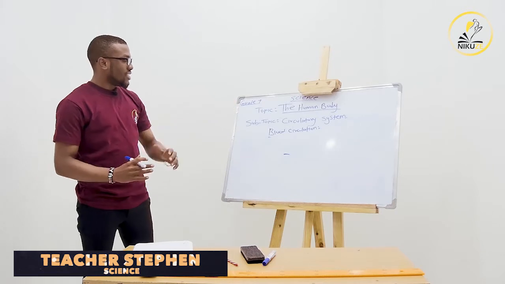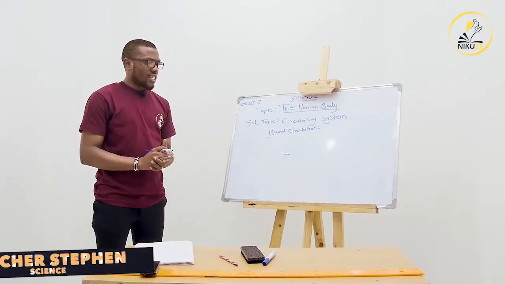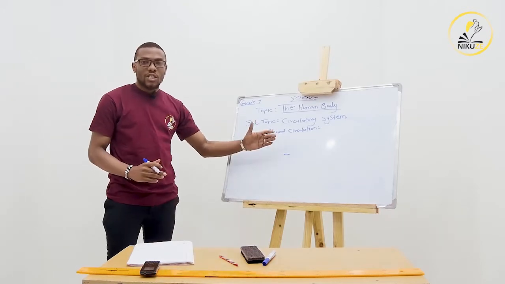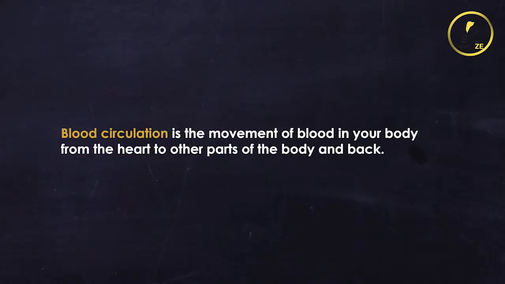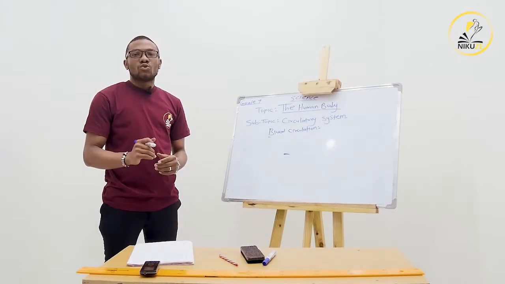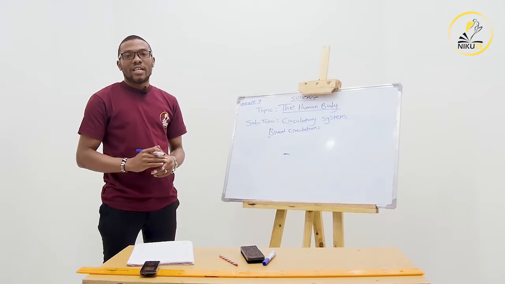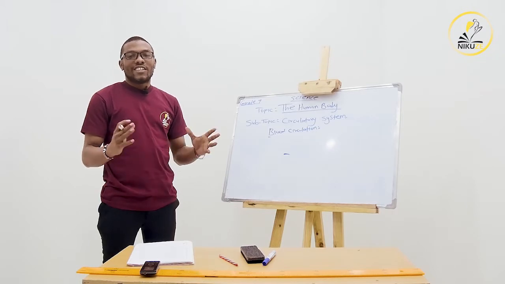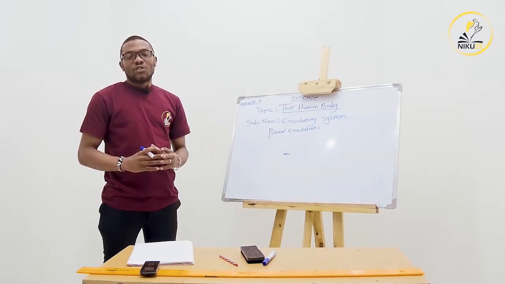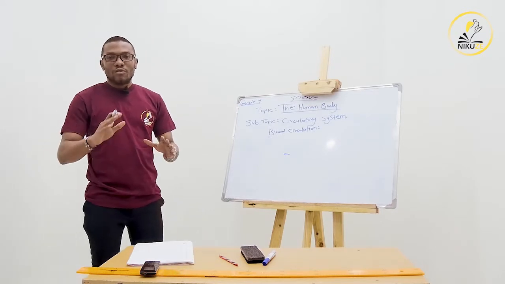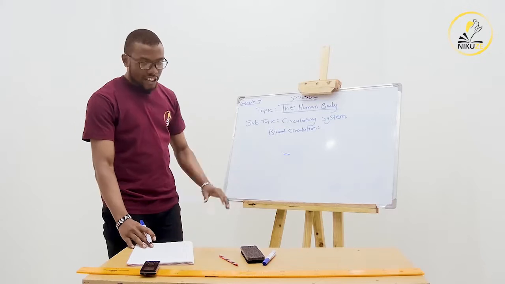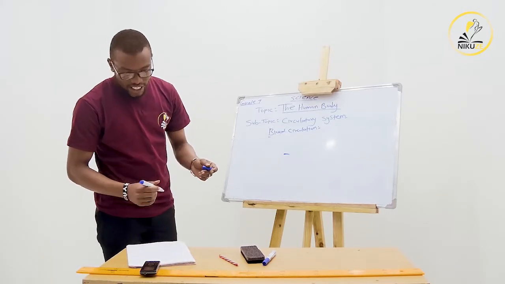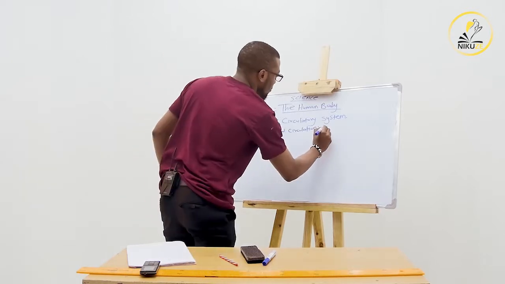at the circulatory system. Number one, you first have to understand what you mean by blood circulation. Blood circulation is simply the movement of blood into your body to and from the heart. Remember, the heart is the pumping organ. It pumps the blood. The blood moves to all parts of your body, and this one is being achieved by the heart. You cannot move, you cannot do anything if your body doesn't have blood. So for your body to function properly, the blood has to move round and around. So we say blood circulation is simply the movement of blood.